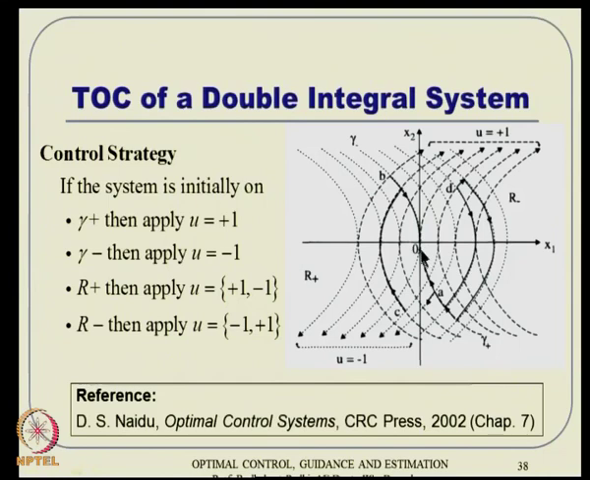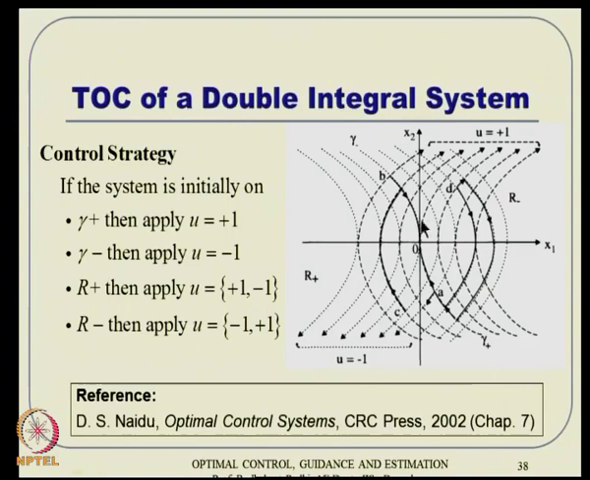Okay. And similarly, if it happens to be R minus, okay, something like this, then you first apply minus 1, okay, and it will intersect the switching curve, and once it intersects the switching curve, then you change the controller, it will take you there actually. Okay. So, very close to what is called sliding mode control and all that. Those of you who know sliding mode and all that, something very similar is happening here. Okay.